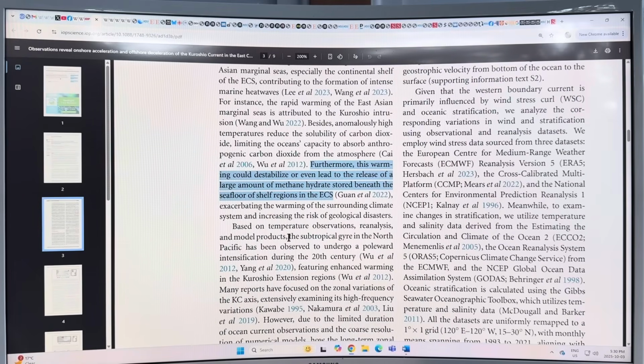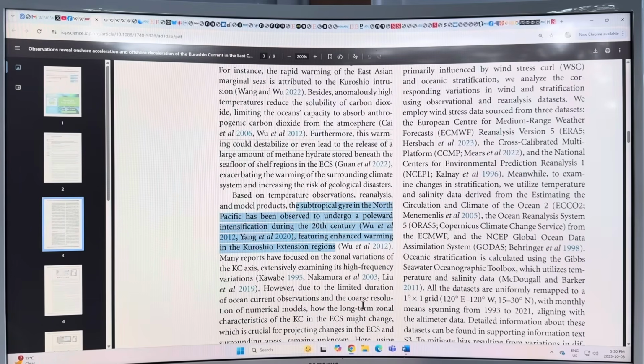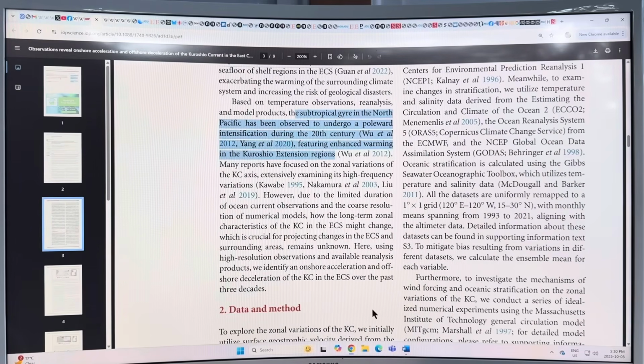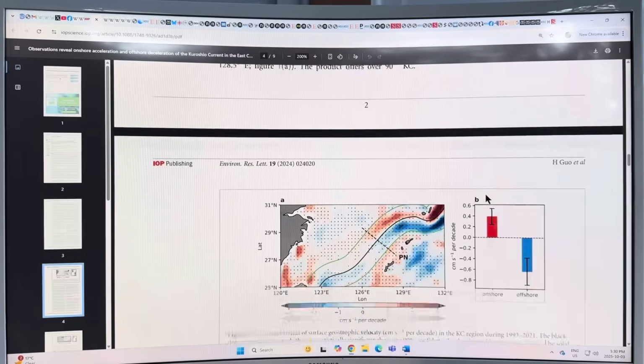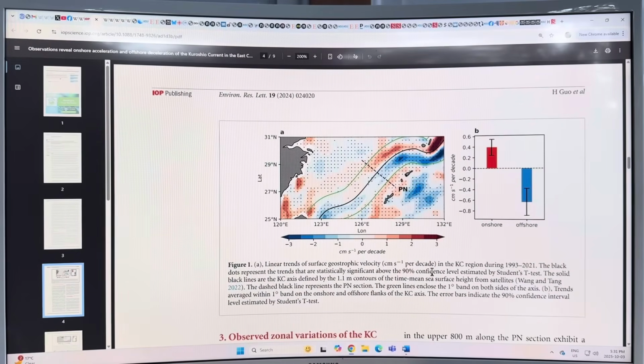So, based on temperature, reanalysis, and model products, the subtropical gyre in the North Pacific is undergoing poleward intensification, enhanced warming in the Kuroshio regions, but there's limited data. So this paper looks at the latest. Let's have a look at some of the results.